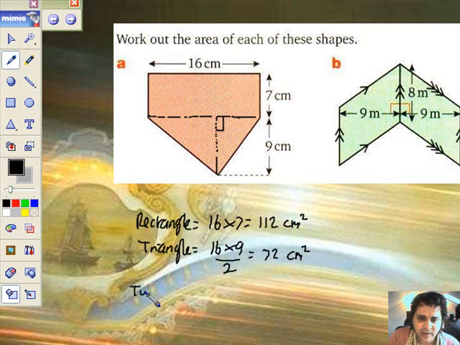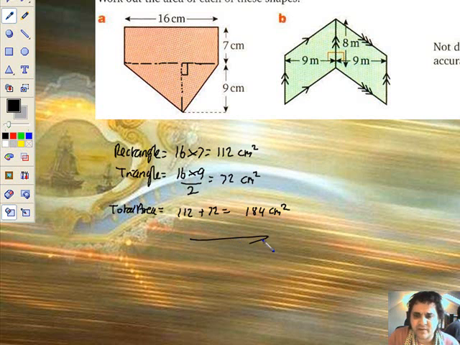And total area is going to be the 112 plus the 72, giving us 184 centimetres squared. Very, very easy, very nice. Right, next one. What do we got?